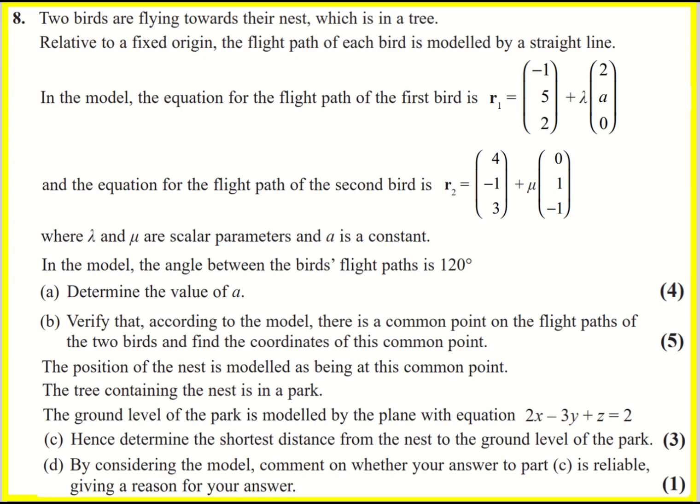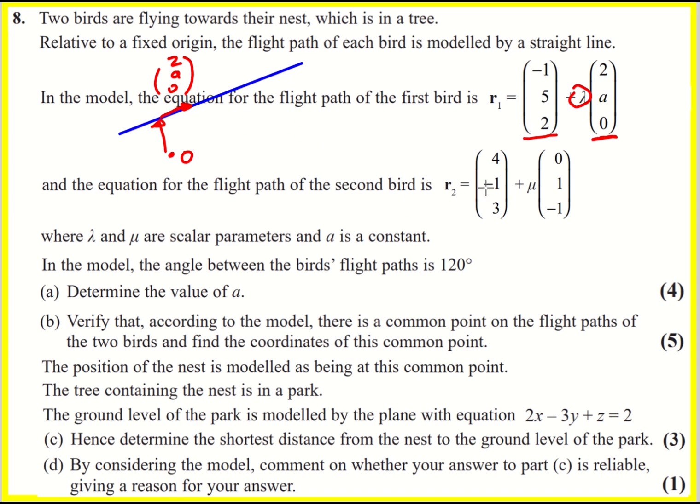Right, we've got 2 birds flying towards their nest, which is in a tree, relative to a fixed origin. The flight path of each bird is modeled by a straight line. And in the model, the equation for the flight path of the first bird is r1. So maybe it's something like this. Now, just a little reminder, we've got our origin here. We get onto the line using this position vector, and then we go along the line some multiple of this direction vector. But that vector is going to be (2, a, 0).